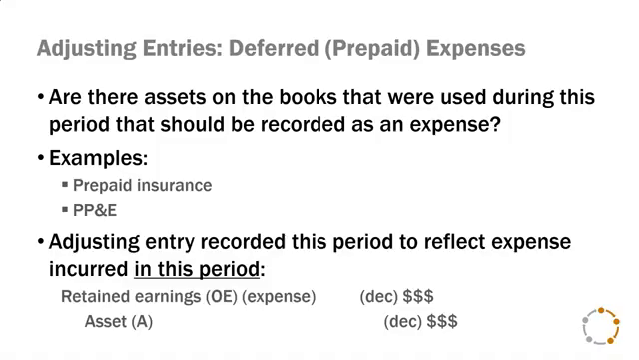Now the company wants to prepare the financial statements for the current period. Before it can do so, though, it has to make an adjusting entry to reflect the portion of the asset for which payment was made previously that is used during this period. So the company reduces the asset and records an expense.